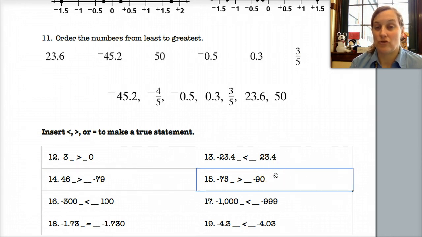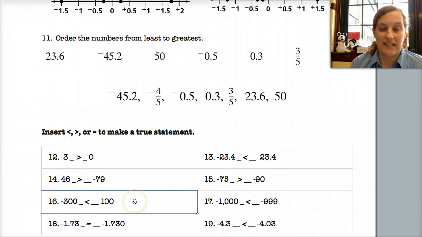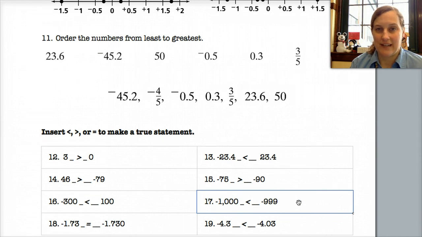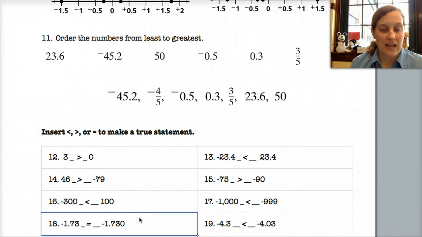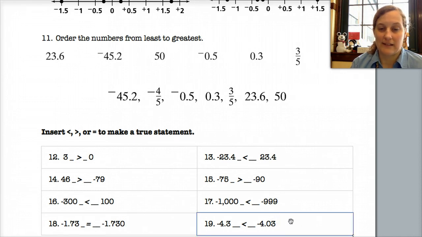Negative 75 is greater than negative 90 because negative 75 is to the right of negative 90 on the number line. Negative 300 is less than 100 because it's to the left. Negative 1,000 is less than negative 999 because it's 1 to the left on the number line. And then negative 1 7/300 is equal to negative 1 7/300 because they're the same number. You can drop that 0 off and they're the same number. And negative 4 3/10 is less than negative 4 3/100 because 4 3/10 is to the left of 4 3/100.